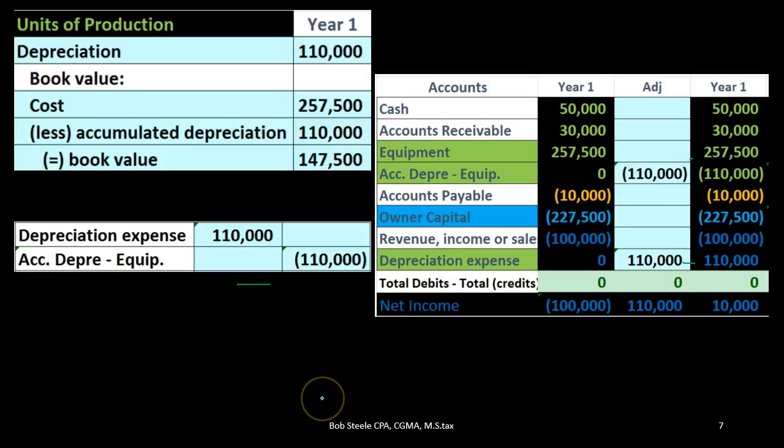Now, this process would be repeated in year two. Again, we would count the number of miles or widgets or paper that was generated in year two and multiply that times the rate. That's how much we would then do the same journal entry for in the second time period, year two. We would continue to do that until we get down to, once again, that salvage value.